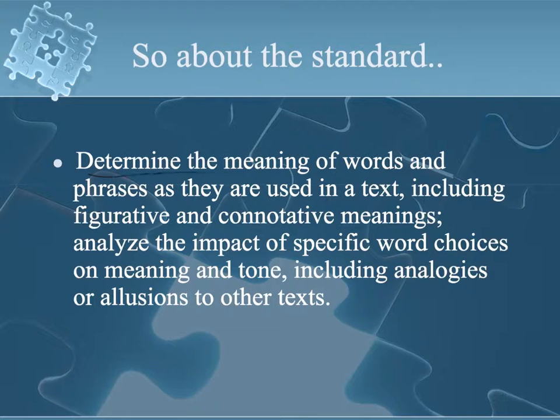So we have the straight up just determining the meaning of words as they're used. We have figurative and connotative meanings. We have word choice. We have analogies. We have allusions. All of these things are specific skills and reading tools that we can study separately. But for today, you're just going to learn about some general rules for using your context clues.